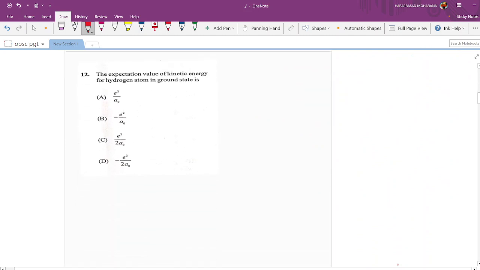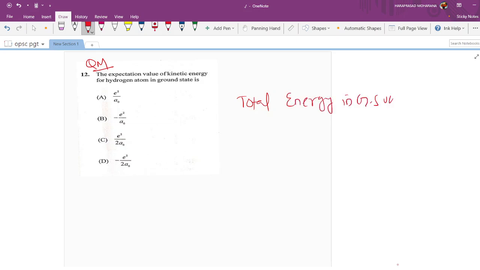Then question number 12. It is asking about the expectation value of the kinetic energy for the hydrogen atom in the ground state. This is also a question from quantum mechanics. We have been asked, for the hydrogen atom in the ground state, to find the expectation value of kinetic energy. First of all, we need to know what the total energy in the ground state is. You all know that, I guess. The total energy in the ground state of the hydrogen atom is nothing but minus e square upon 2a0. You have to remember this, the ground state energy of the hydrogen atom.